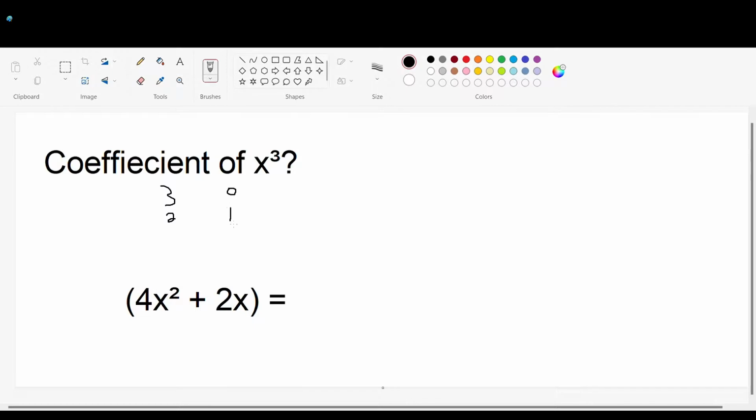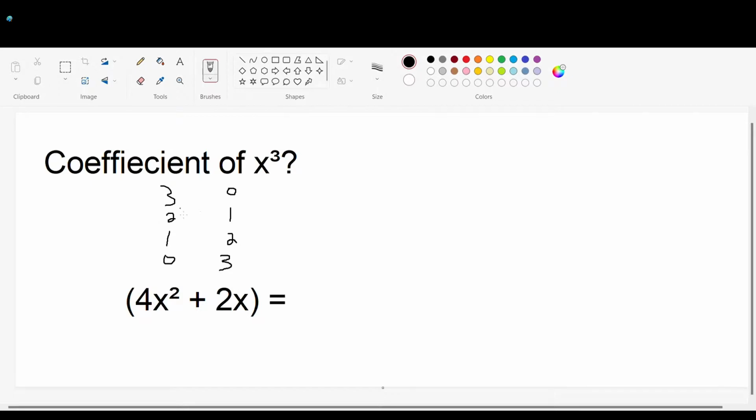As I mentioned before, the powers of the first term decrease, and the powers of the second term always increase. So this is 3C0, this is 3C1, this will be 3C2, and 3C3.